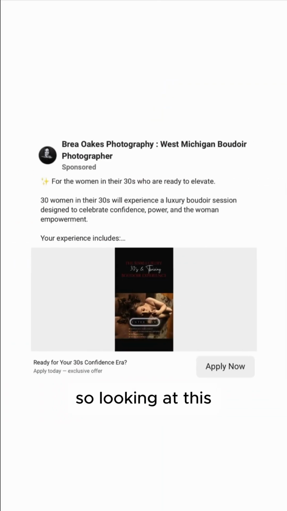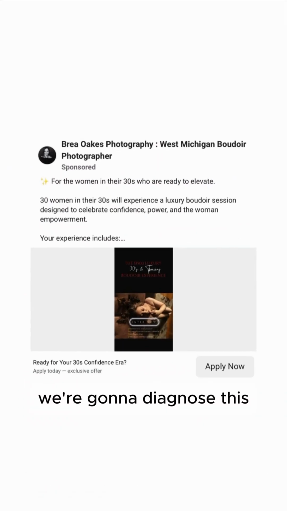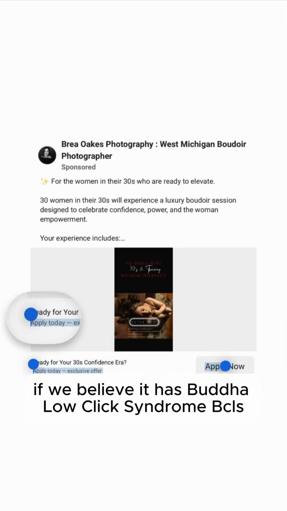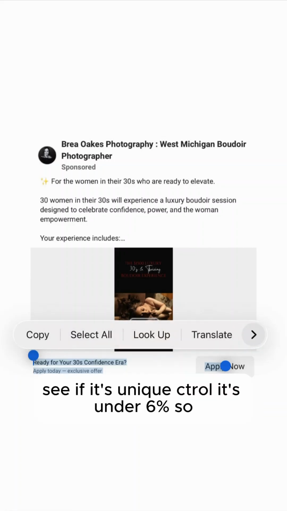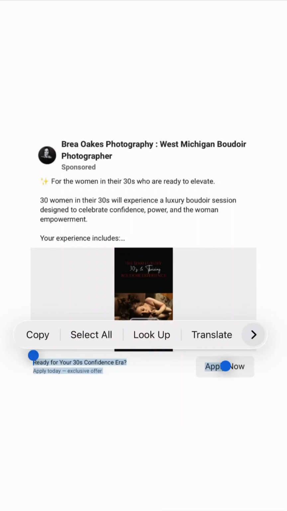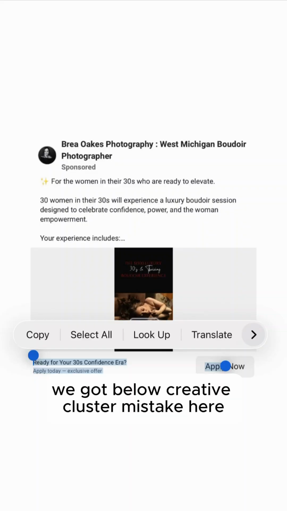So looking at this, we're going to diagnose whether we believe it has Boudoir low click syndrome, BLCS. See if its unique CTRL is under 6%. So let's see. We've got the below creative cluster mistake here.